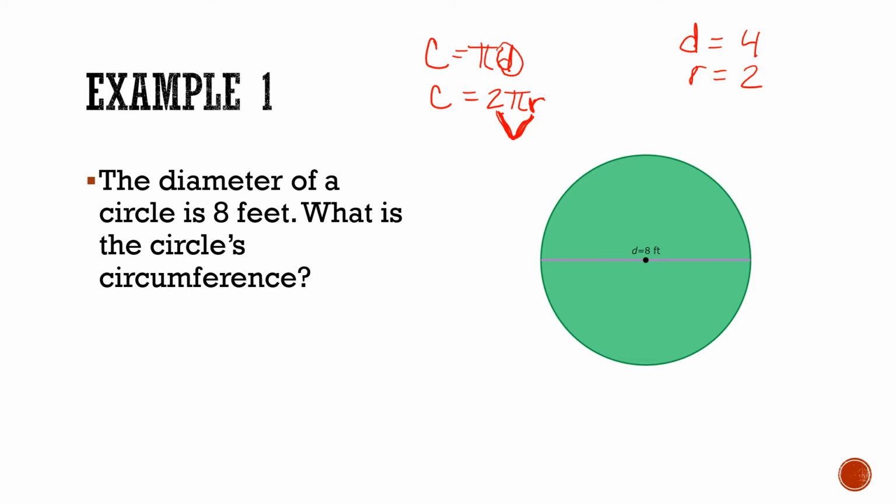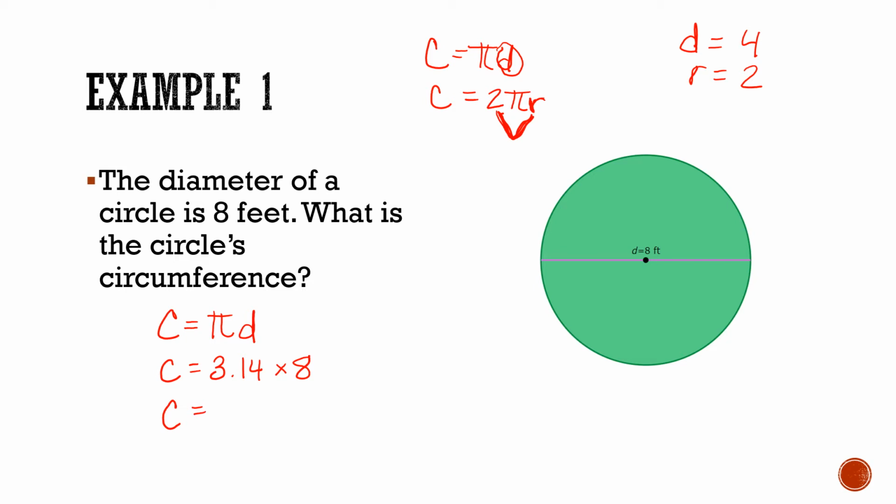So let's look at example 1. It says the diameter of a circle, okay, remember that diameter is the distance all the way through that circle, is 8 feet. So what is the circle's circumference? Okay, so again, our formula for circumference, write this down every time so that you'll get used to using it and therefore memorize it, is C equals pi times the diameter. So to find the circumference, we're going to use 3.14 for pi multiplied by the diameter, which is 8.